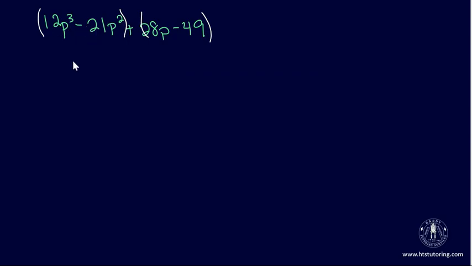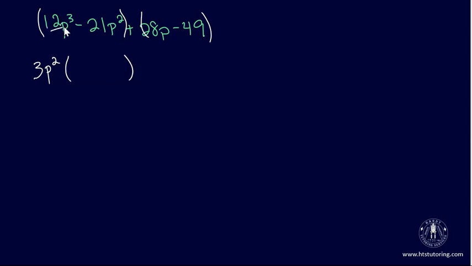I'm going to look at the 12 and the 21 first, and I'm going to say 3. The greatest number both of those can be divided by is 3. And then the p cubed and the p squared. Well, the greatest number of p's I can take out will be a p squared. So I'm going to take out 3p squared from that first set of parentheses. And then let's figure out what we're going to be left with.